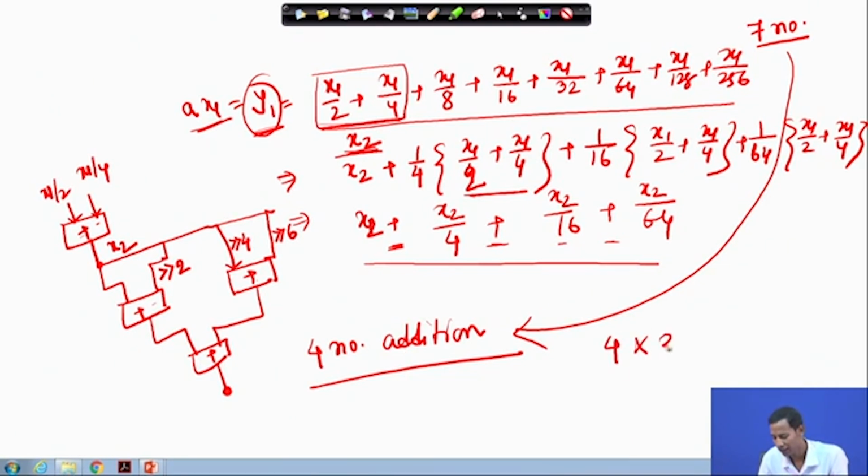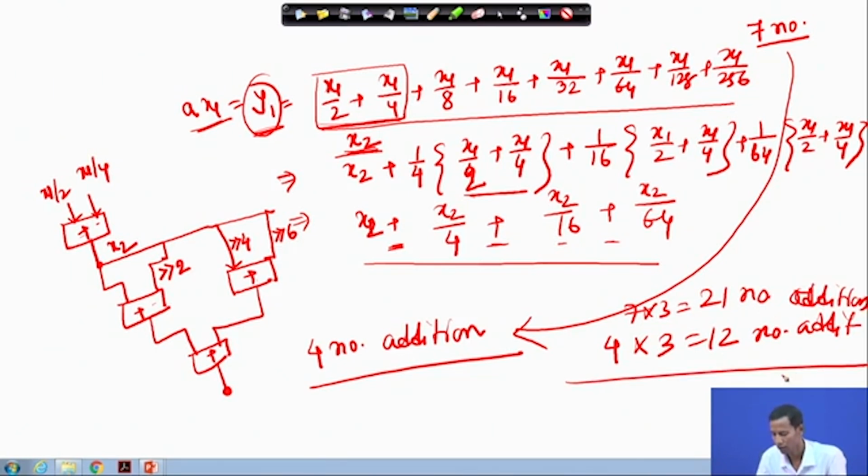So, for 3 how many are required? 12 addition operations, whereas initially it was 7 into 3, 21 addition operations. So, that means now I can save 9 addition operations. Okay.